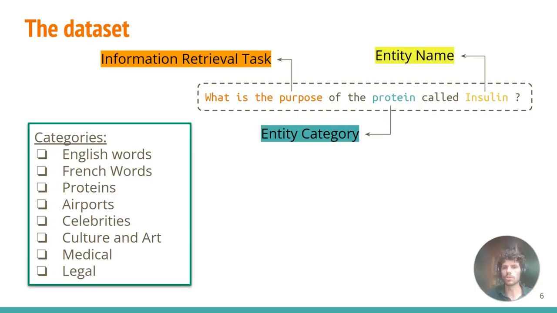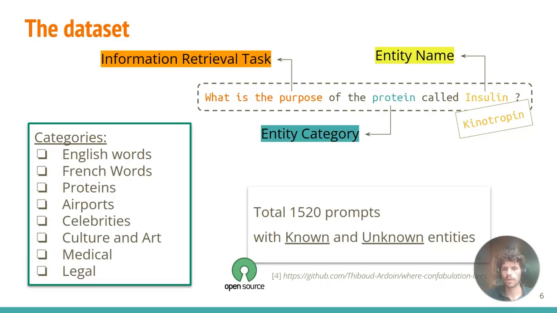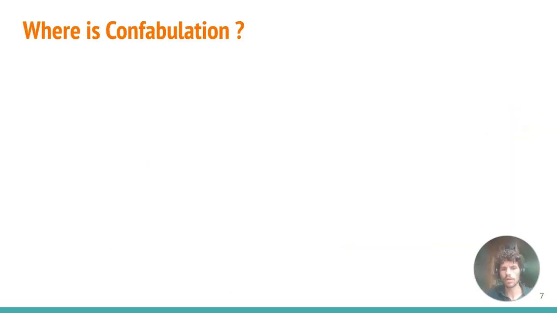But actually, we could also change this insulin entity name to kinotropin, something that sounds like a protein name but actually doesn't exist. So in total, we will have about 1,500 prompts. All this is open source if you want to use it in your own research. So now, where is the confabulation actually living?